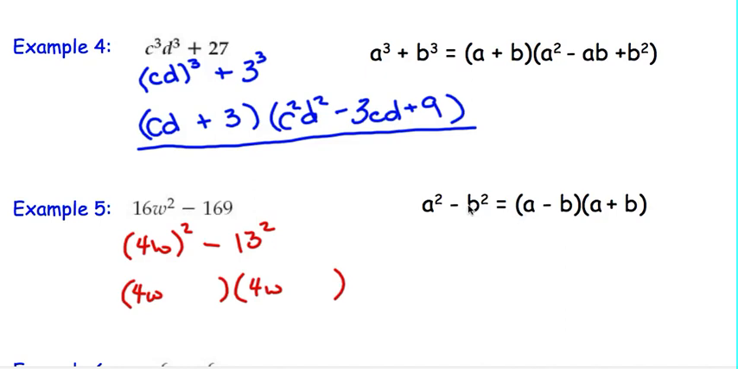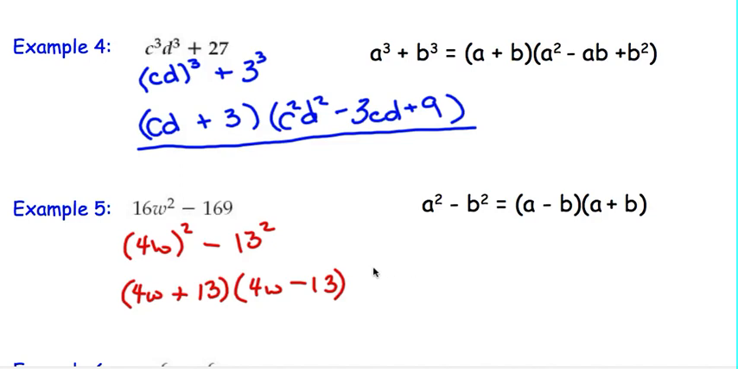Then in this problem, B is going to be replaced by 13, and that goes second in both sets of parentheses. And looking at this formula, one is plus and one is minus, and it doesn't matter which one's which, so you just put a plus sign in one of them and a minus sign in the other.